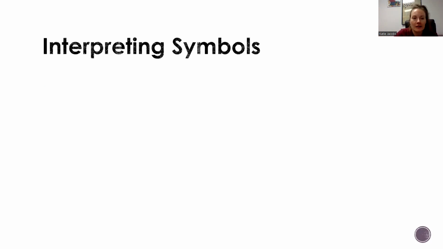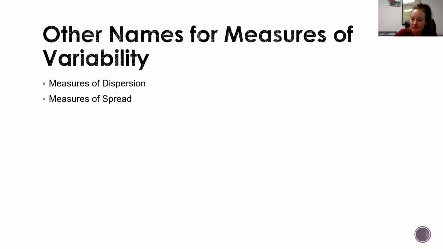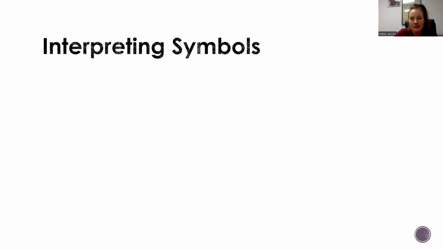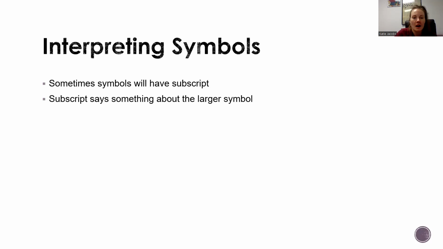So we have all these different names for the same thing. There's potentially more that I haven't heard of yet, and as I hear more, I'll add them in. So interpreting symbols is going to be pretty important for us. Sometimes our symbols are going to have some subscripts, and anytime we have a symbol with a subscript, it's saying something about the larger symbol.